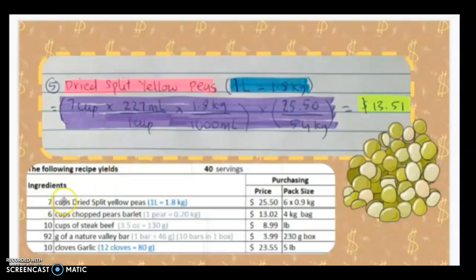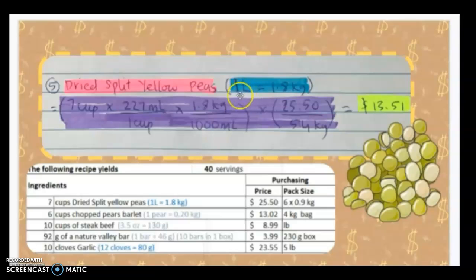So here, for this one, these are the ingredients, and over here we're given out the serving size for 40. Before, we were given out the serving size for 1. So now it's the same thing, it's just we are given out the serving size are different. So we have 7, so the ingredient is split yellow peas. So the portion size is 7 cups, and we know 1 cup is equal to 227 ml times 1000 ml, which is equal to 1.8 kg.